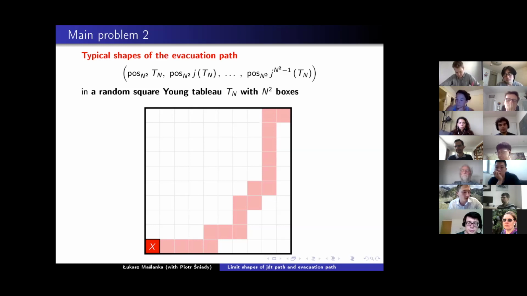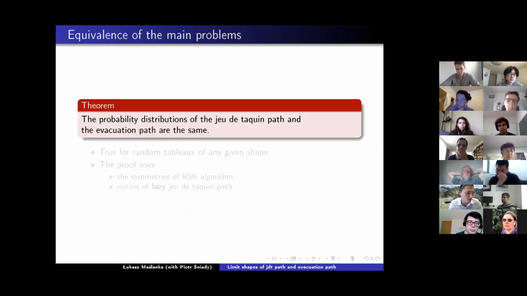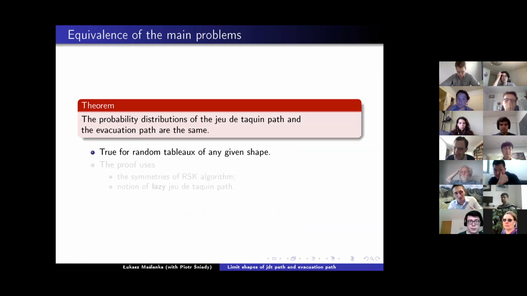In fact, these two problems are equivalent in the sense that the probability distributions of the taquin path and the evacuation path are the same. And it is a general fact which holds for any random standard Young tableau of some fixed shape, as long as we are sampling with the uniform distribution.